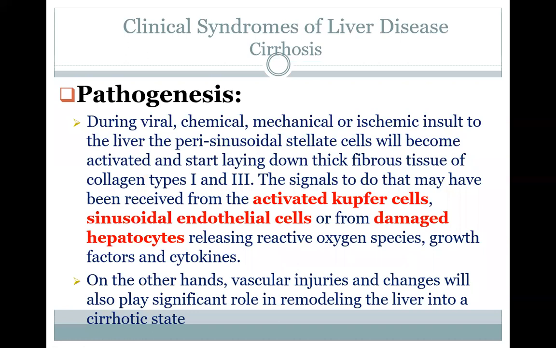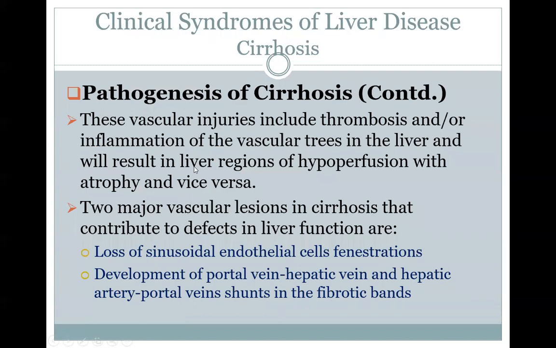All right, so activated Kupffer cells, but there are actually other cells that may also play as maestro of this process, including the sinusoidal endothelial cells and also damaged hepatocytes that may produce some of these factors. All right, so talking about pathogenesis of cirrhosis, two major vascular lesions, including the loss of sinusoidal endothelial cell fenestrations, and the development of portal vein, hepatic vein, and hepatic artery portal vein shunts in the fibrotic bands. So those are going to be actually there, and they are going to be under pressure from the fibrous tissue that is surrounding them.